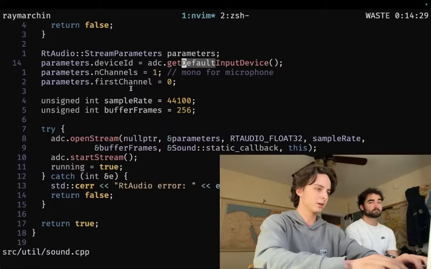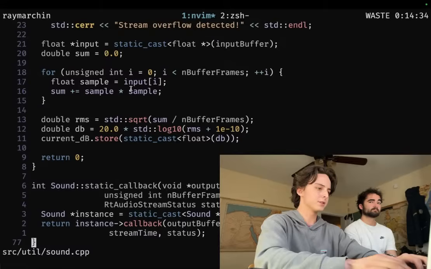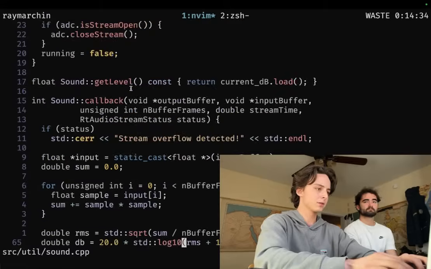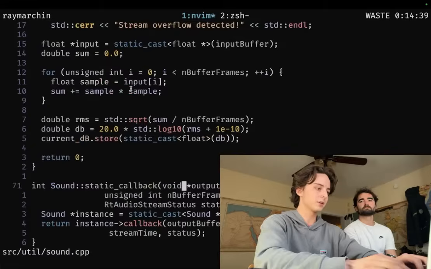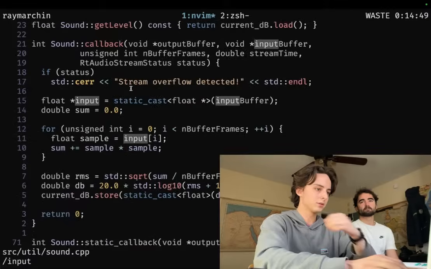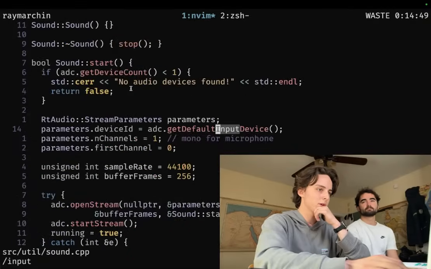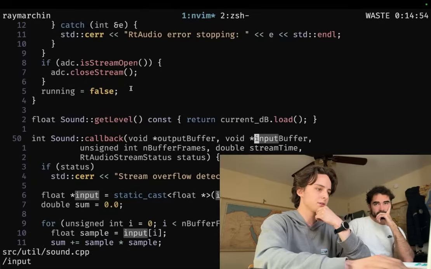Because down here, where is this? When we set this up, oh my god, it got so complicated. I forgot about the static callback issue. But output buffer, input buffer, input. Yeah, I still get default input device. Do we have the device ID?